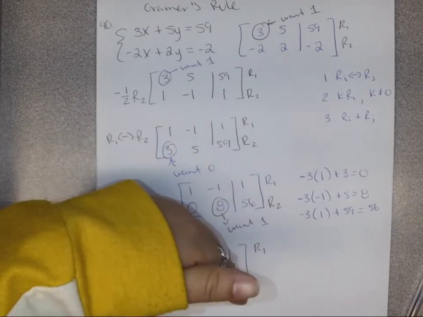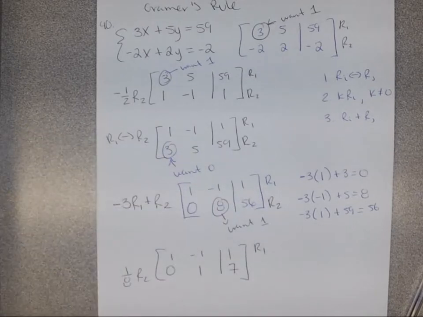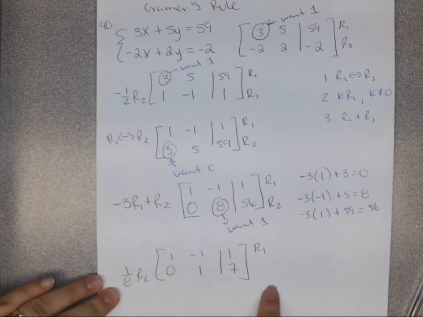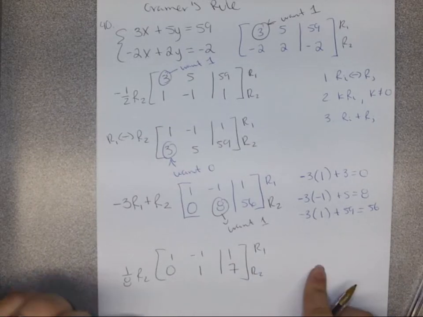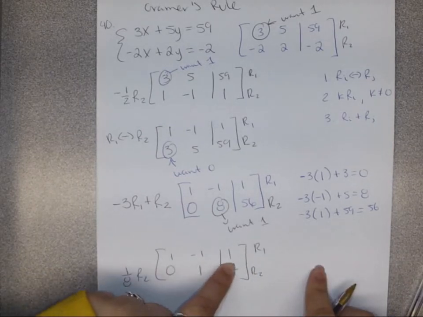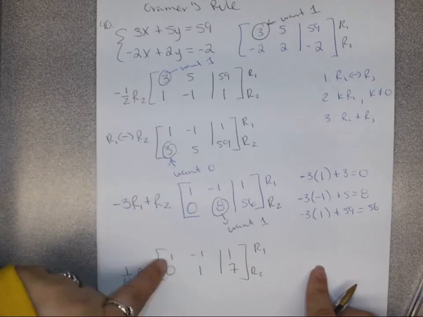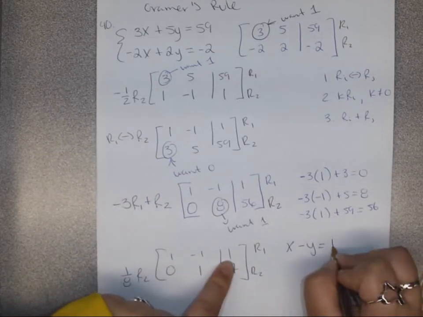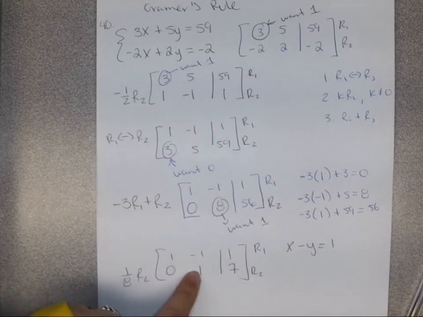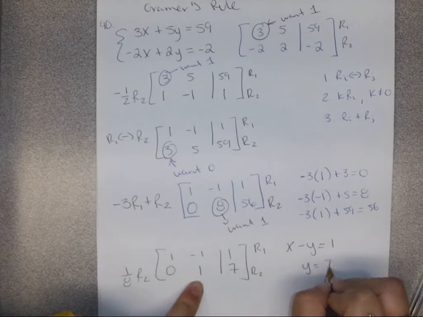Once your diagonal is 1 and everything below is a 0, you are done applying the Gaussian elimination process. And you're going to take this back and write it as a system of equations. So look, this is the placements of your x, y's, right? So we end up with 1x minus 1y is equal to 1. When you look at here, we have 0x's, we have 1y equals 7.